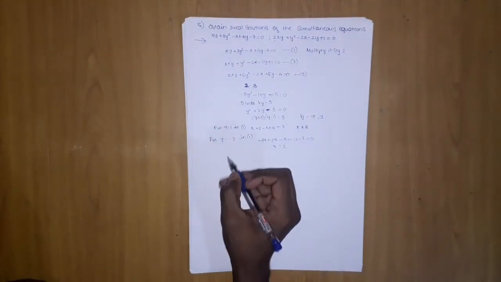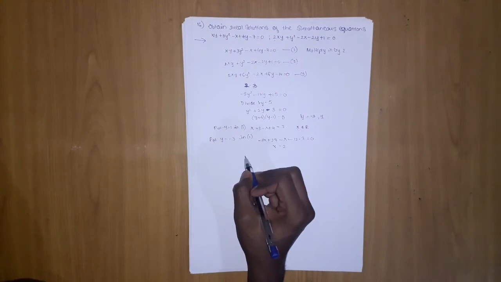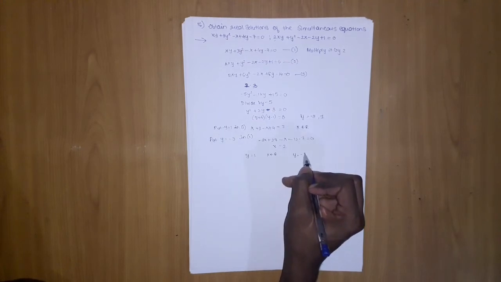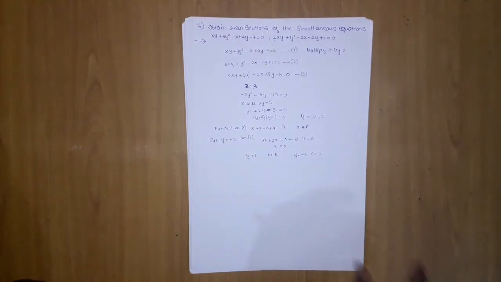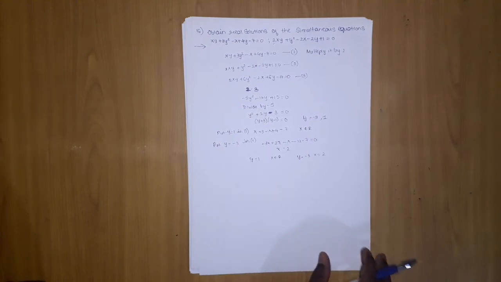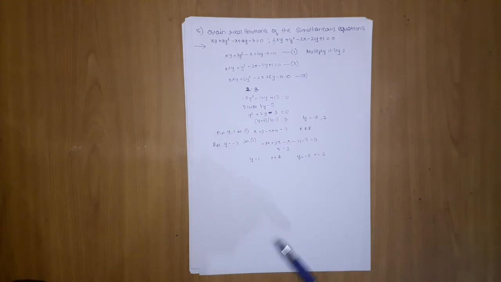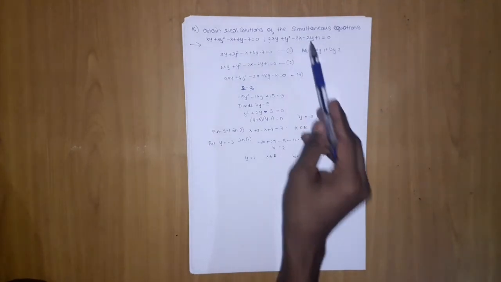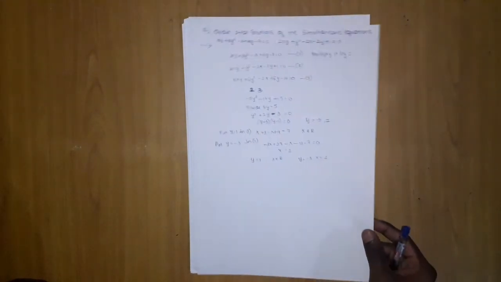So the real solutions which we obtained are: for y = 1, x belongs to R, and for y = -3, x = 2. In this type of problem, basic algebra is used instead of making quadratics and solving them, because you can see it is an xy term, and it is of the form ax² + 2hxy + by² + 2gx + 2fy. You will learn those things in straight lines and coordinate geometry.